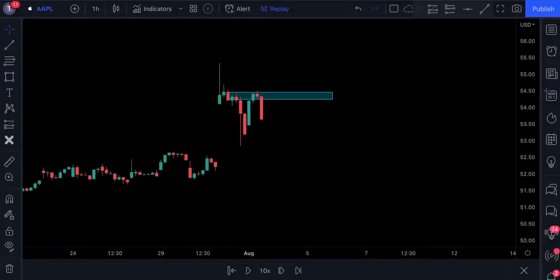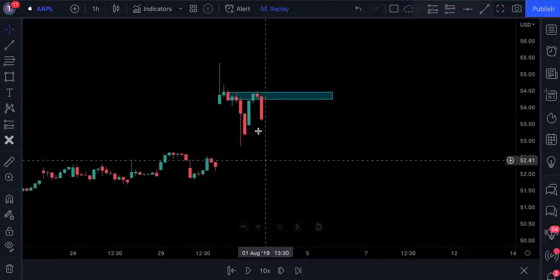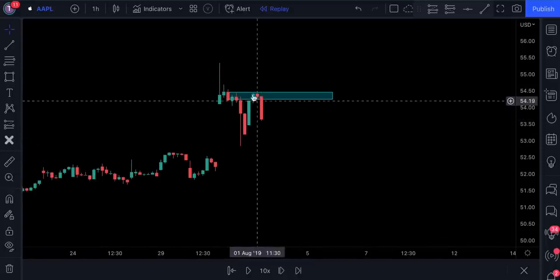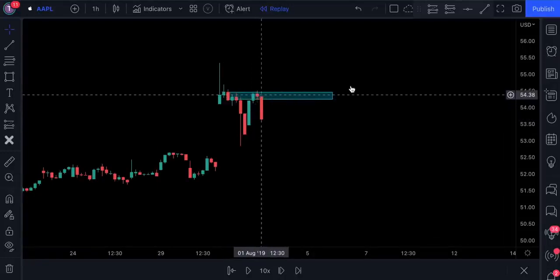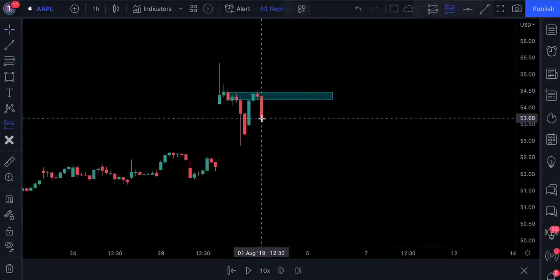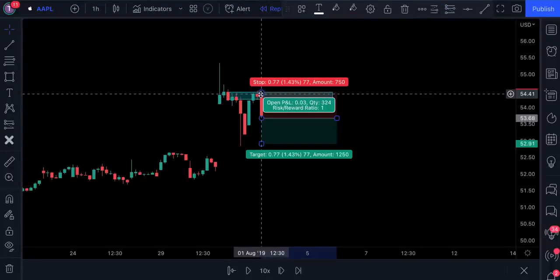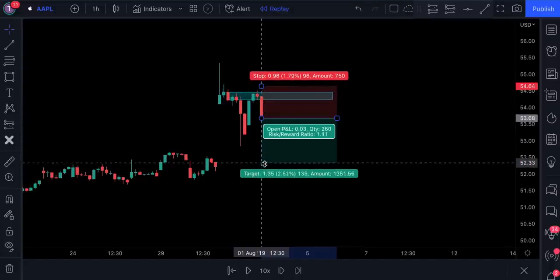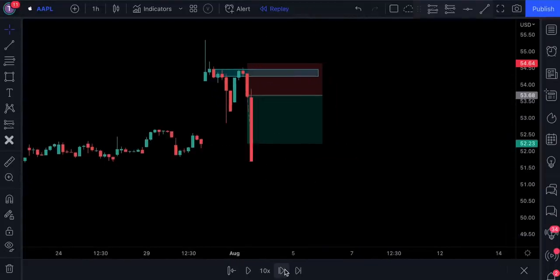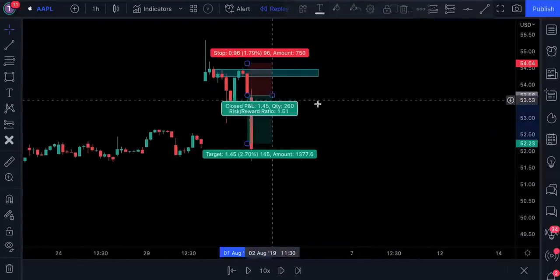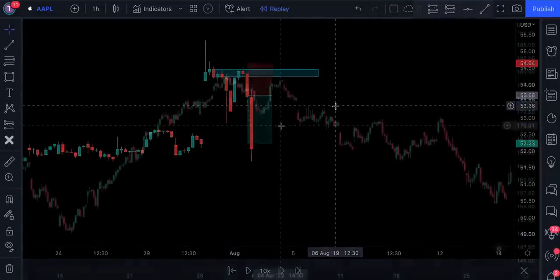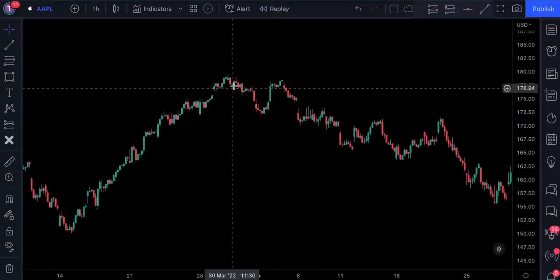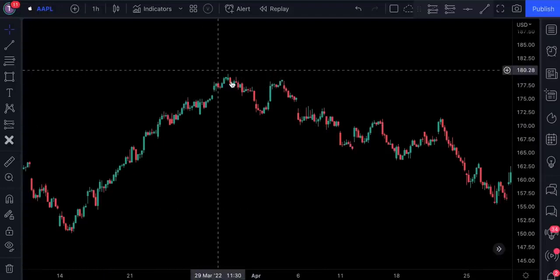For a short entry confirmation, you're going to be waiting for a bearish candlestick that closes below the most recent bullish candlestick. The stop loss will be set slightly above the supply zone, and you're going to be targeting 1.5 times the risk. It's very important to take the positions only when we see that the market is overextended.